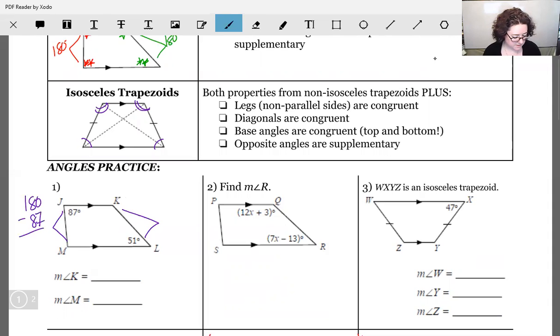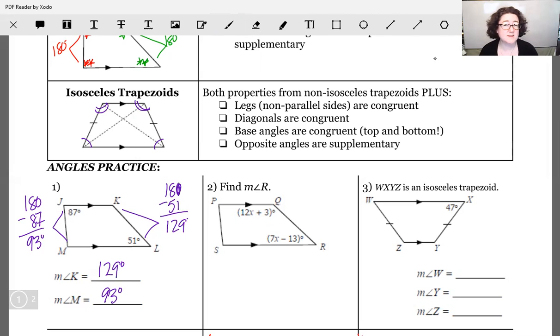So J and M, 180, take away our 87. That's going to leave us with 93 degrees. So that means angle M is 93 degrees. Same thing on the right-hand side, 180, take away 51 from angle L. So 180 minus 51, 129. And that does make sense with the diagram because it does look like K is an obtuse angle and M also an obtuse angle, but it's not much past a right angle.